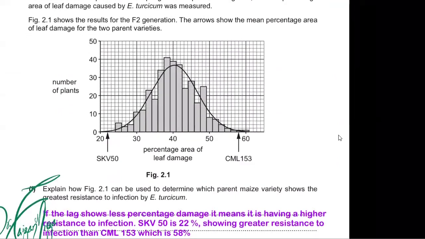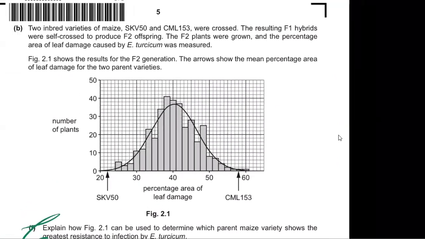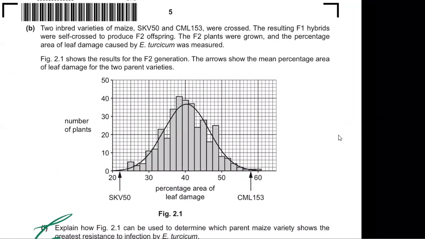Next, they are saying that this is the bar chart showing you that when two varieties of maize were crossed together and F2 plants were grown, the percentage area of leaf damage caused by this particular fungal pathogen was measured.